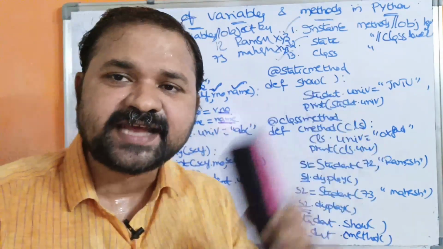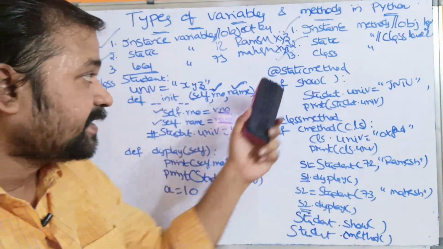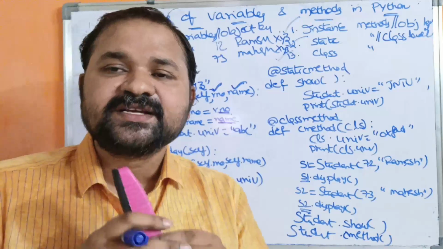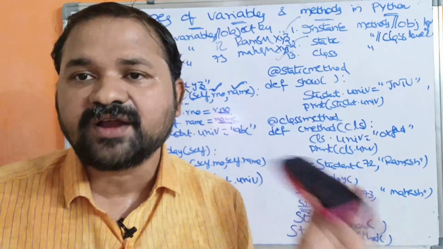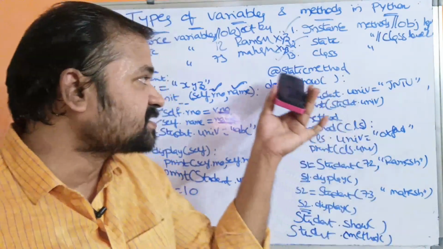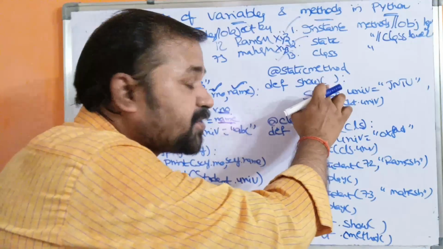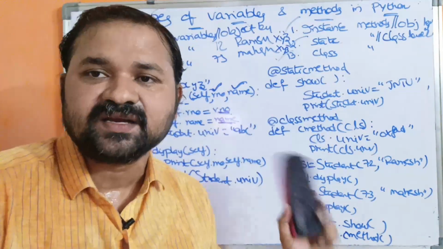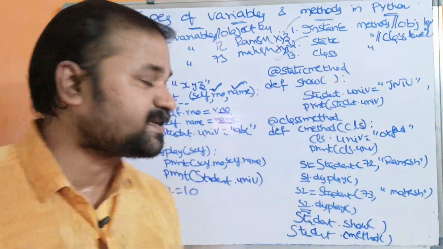Next, how to access the static variable? By using class name dot variable name. Next, what is the purpose of a static method? A static method is mainly useful in order to access the static variable. We can't access an instance variable in the static method. So for a static method we must use the decorator @staticmethod, and it should not contain any self argument. How to call the static method? By using class name dot static method name.